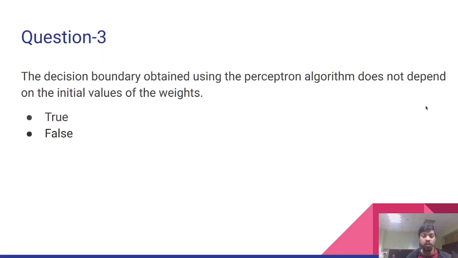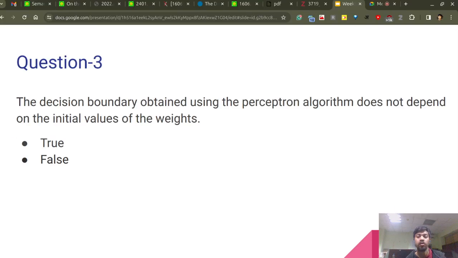So next question. The decision boundary obtained using the Perceptron algorithm does not depend on the initial value of the weights. Is it true or false? Suppose you are classifying something, and maybe we are taking the weights as 1, 1 or maybe 2, 2 or 0.5, whatever. It is trying to say that whatever weights we take, it doesn't matter; the boundary will be the same. Is it correct or is it incorrect?